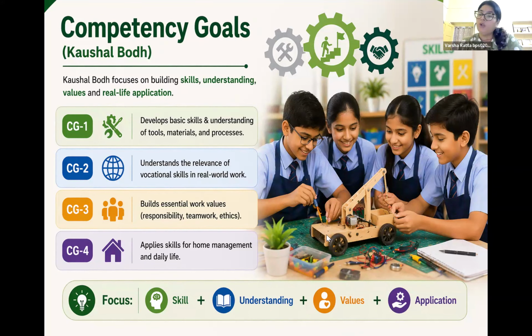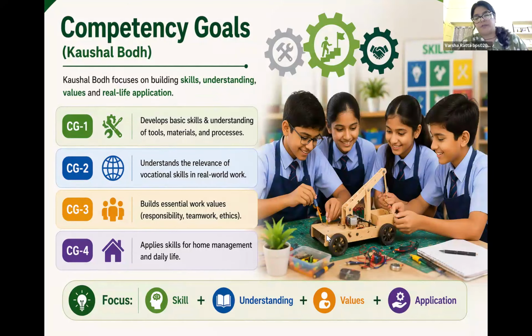The child can go and create his own kitchen garden in the house, in some space. If he has, or if he doesn't have, he must know that the vegetables you are growing in the school can be grown in the house in a pot. So the real life implementation, your daily home management, is an essential part of Kaushal Bodh.